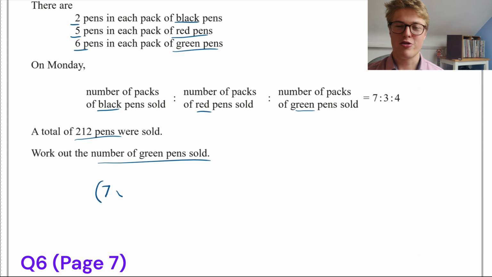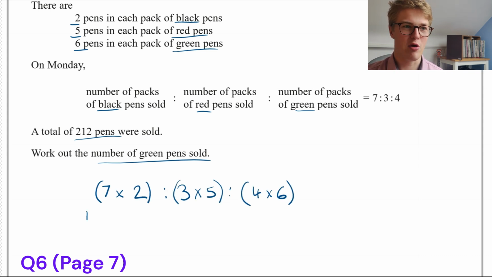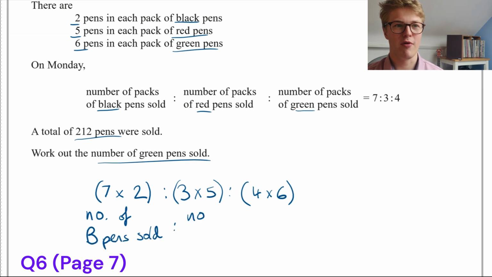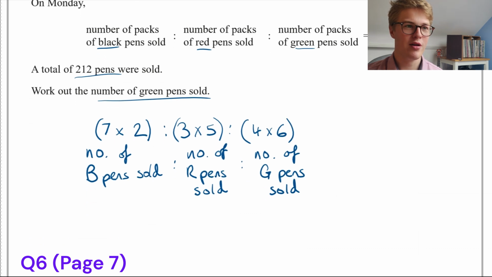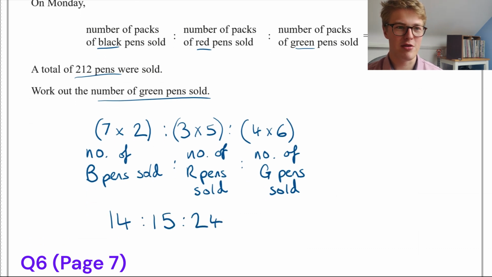So we use this ratio of 7 to 3 to 4, and we find out the individual number of pens that are going to be sold. So 7 times 2 to 3 times 5 to 4 times 6 is going to give us the number of each group of pens sold. This gives us 14 to 15 to 24.